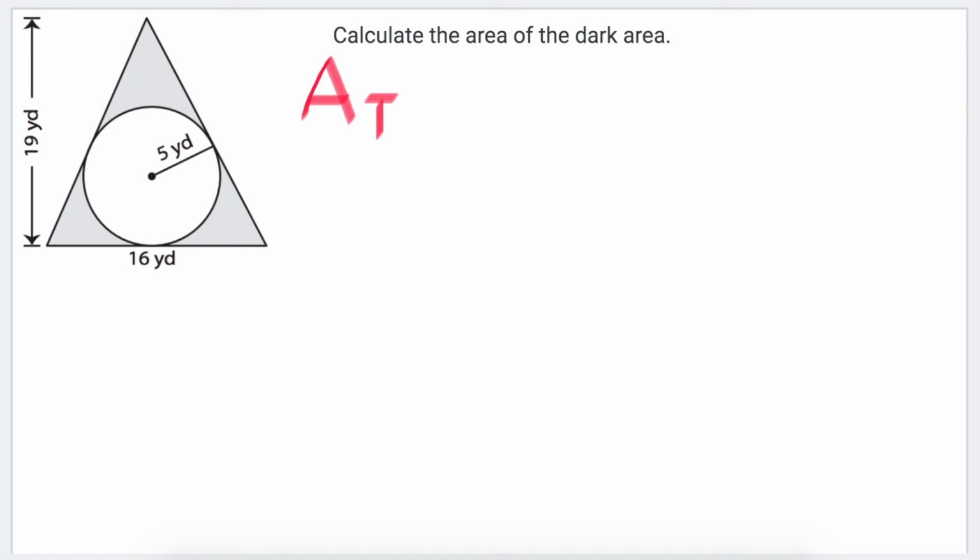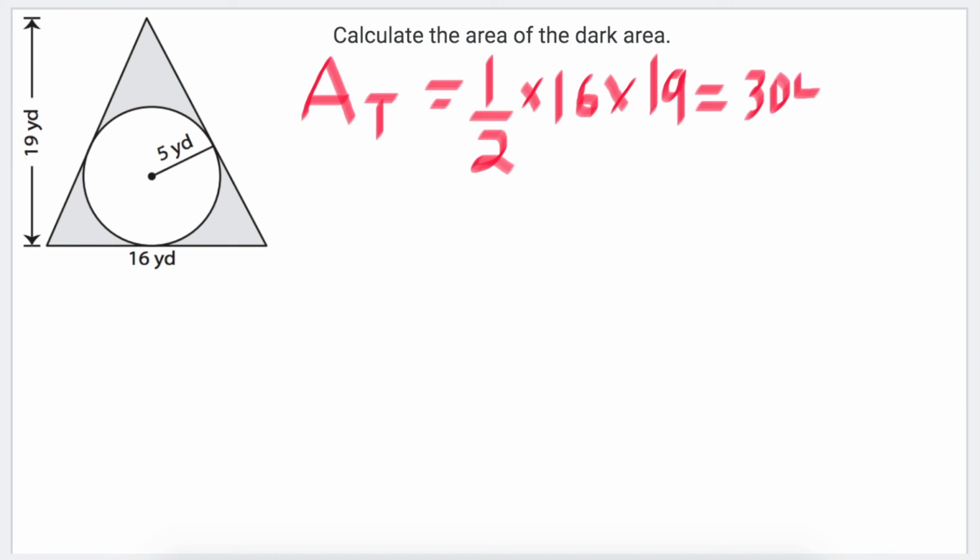So area of a triangle, I'm going to indicate it by this formula A of t, and that is given by a half base times height. The base is 16 and the height is 19. When you multiply 16 times 19 is 304, and then when you divide by 2, you get 152.